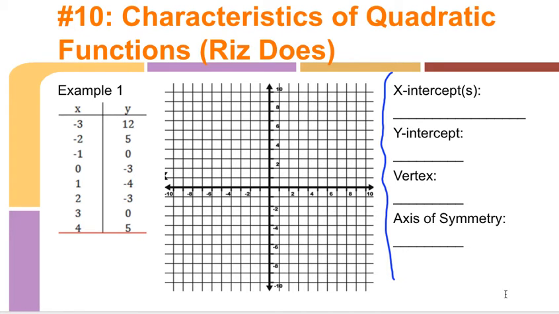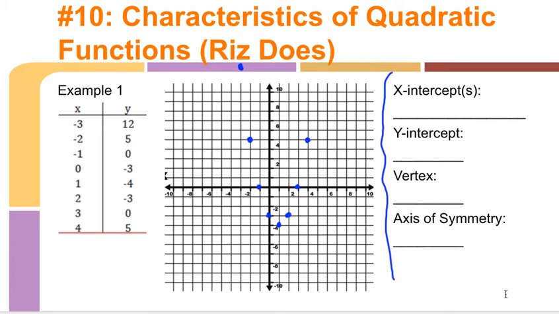(-3, 12). That means I go to the left 3, up 12. That's going to get me off the graph somewhere here. (-2, 5), left 2, up 5. (-1, 0), I just go to the left 1 space. (0, -3), that's just straight down 3 spaces. (1, -4), that's to the right 1 space and down 4. (2, -3), that's to the right 2 and down 3. (3, 0), that's just to the right 3 spaces. And then finally (4, 5), that's to the right 4 and up 5 spaces.